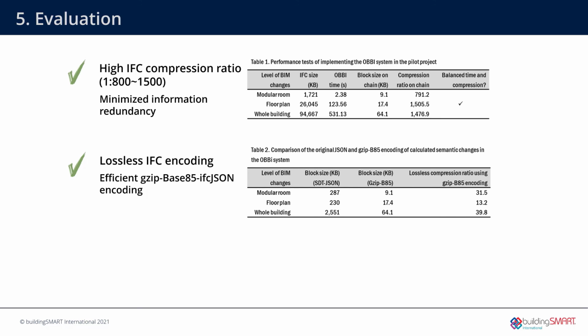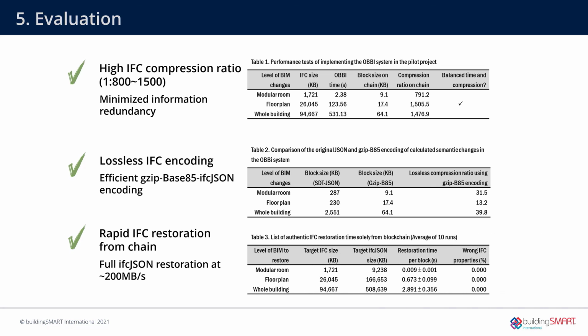For example, for whole building, the block size can be reduced from 2,551 in SDT JSON to 64.1 kilobytes using gzip B85 encoding. Thirdly, our solution provides rapid IFC restoration from blockchain. For example, the BIM models can be quickly restored by retrieving 160 MB SDT records to IfcInfraToolKit JSON file in 0.6 seconds.